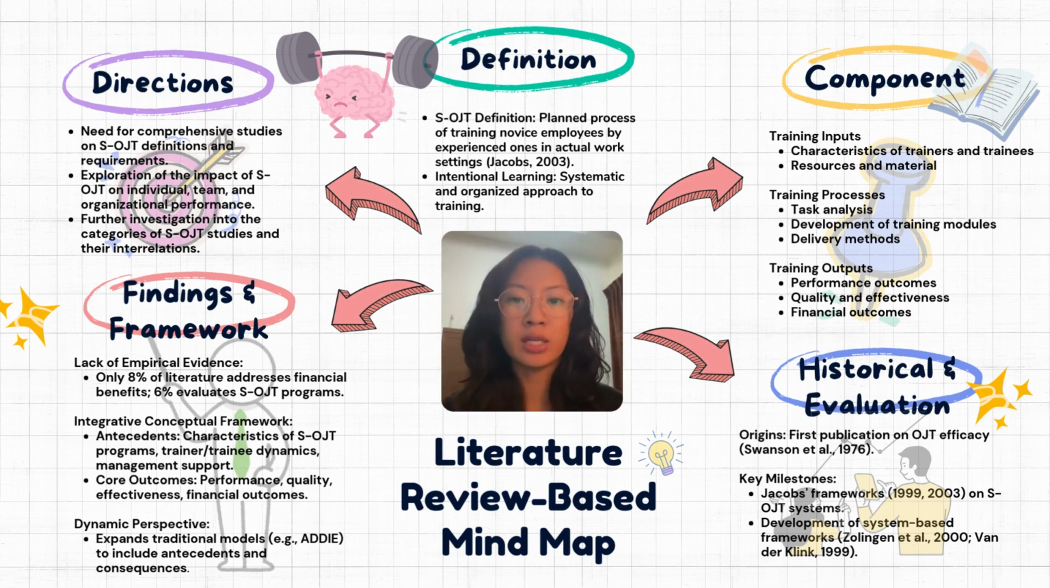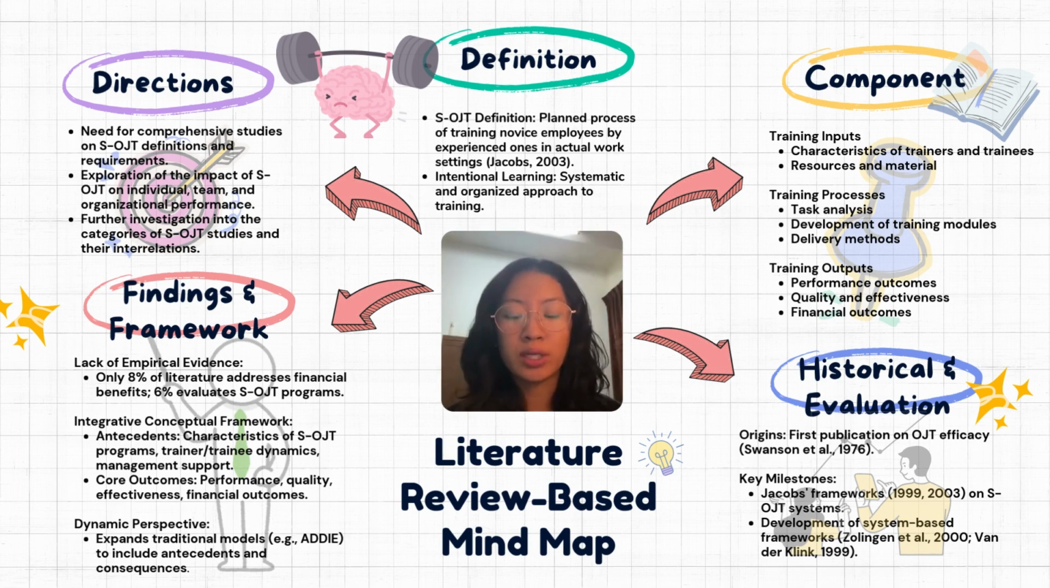Let's discuss the training outputs. So the first output is the performance outcomes. It refers to the improvements in the job that we expect to see after the training. So the SOJT should be able to lead to measurable enhancement in how the employees perform their tasks. Next, we can consider the quality and the effectiveness of the training by evaluating whether the training has successfully achieved its intended outcomes. So basically, regular assessments are needed for the trainings to remain relevant and impactful.